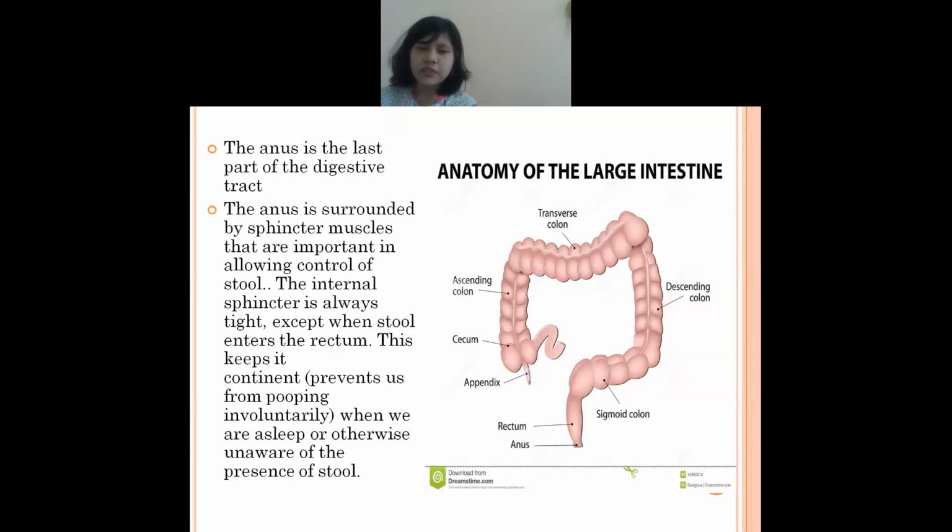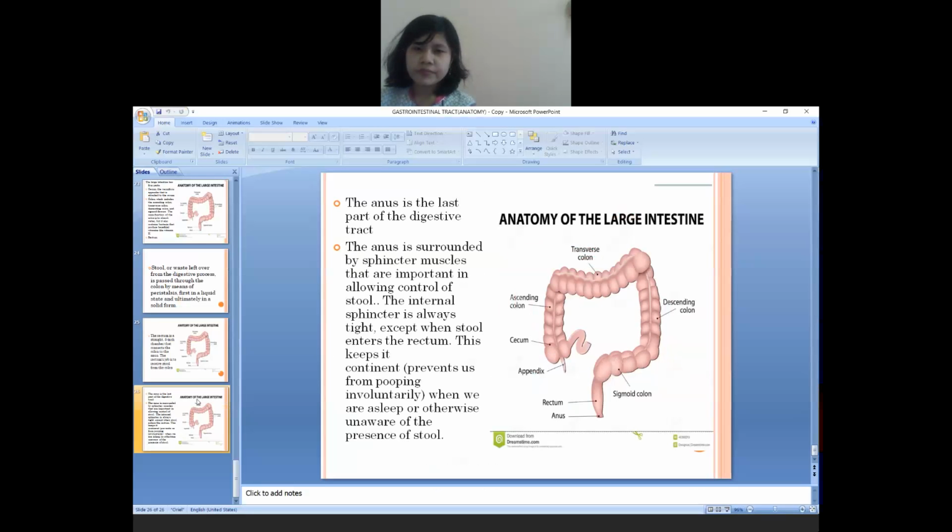So in this anus, what happens? There is a sphincter. This sphincter helps in opening. When you feel like passing stool, it will automatically open. But you can control it. You can control your stool or not? Yes, ma'am. So that one is known as voluntary.